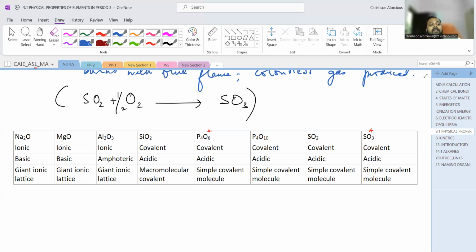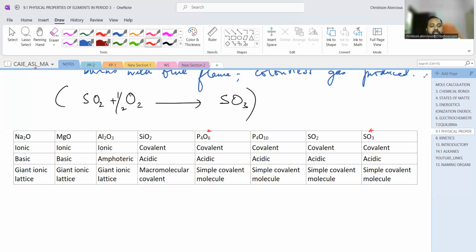And that is reflected in the fact that sodium oxide is very highly basic. It's a strong base. Magnesium oxide is a weak base. Aluminum oxide is amphoteric. It can act either as an acid or as a base. Silicon dioxide is acidic but does not produce acidic solutions, while P4O6, P4O10, sulfur dioxide, sulfur trioxide will produce acids that are progressively more acidic as we go from the left to the right. And this is also reflected in the type of structures that they exhibit.